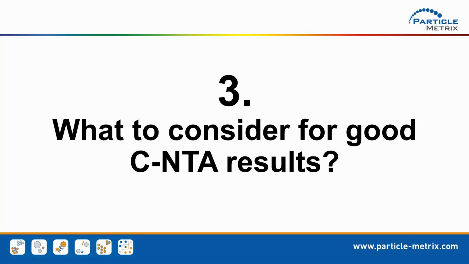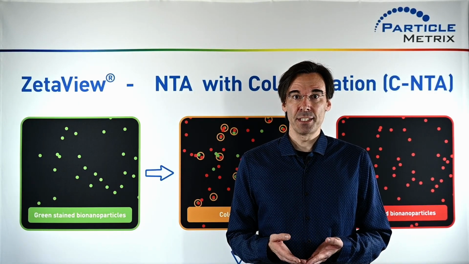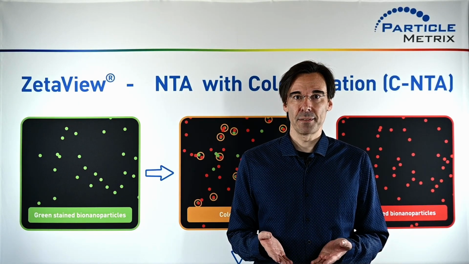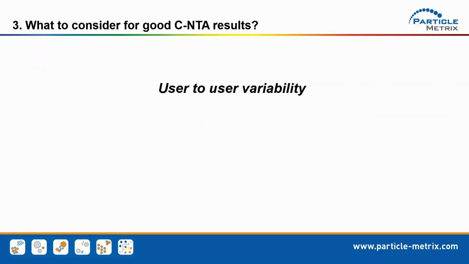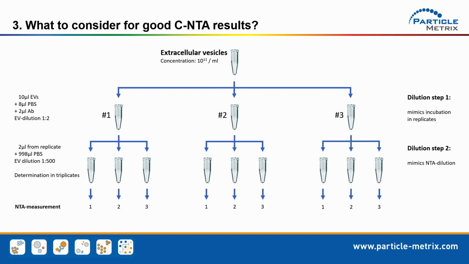What to consider for good colocalization results? Basically, there are some general challenges that need to be addressed to get good results. For example, the user-to-user variability needs to be minimized. In an internal lab study, we examined the influence of the experience level of users on the repeatability of NTA results. 3 users were asked to stain EVs with a fluorescently labeled antibody. Each staining preparation was split into individual batches, and was diluted and measured multiple times on the ZetaView instrument.